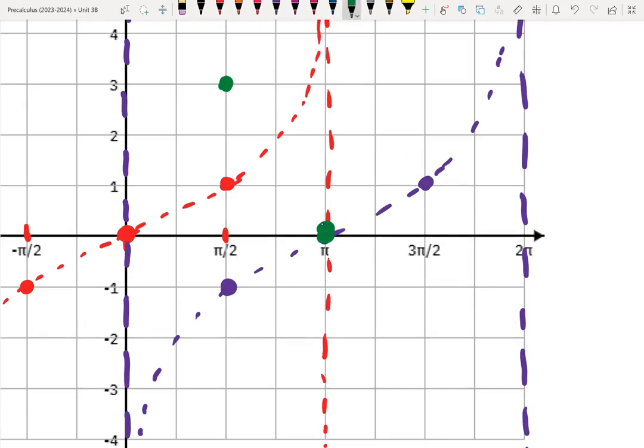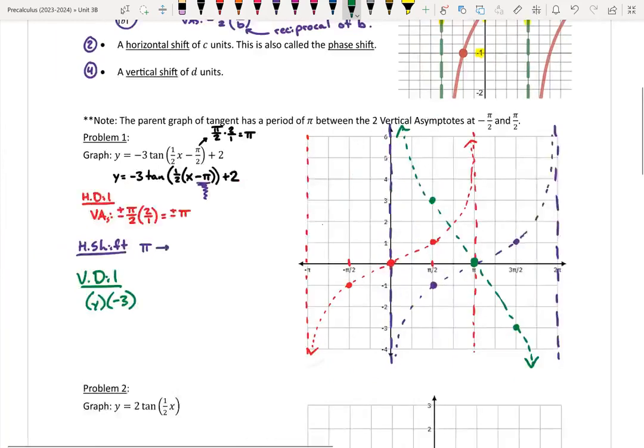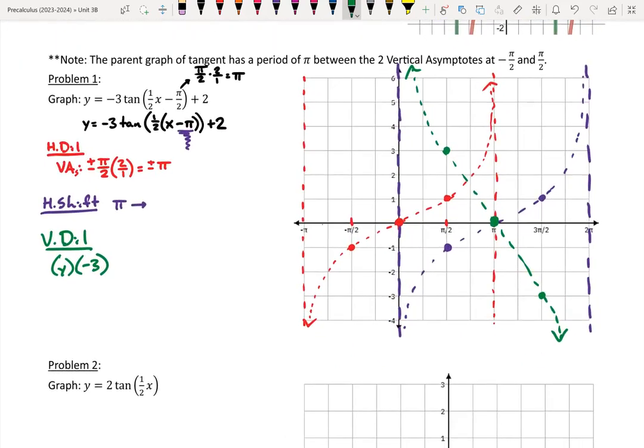Become -3. So that made a reflection, right? So everything got reflected across the x-axis. All right, we are almost done with this graph. Let's go ahead and shift everything.